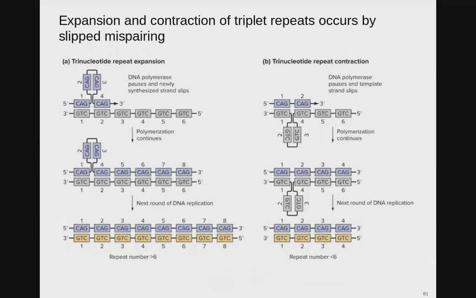But again, it seems like the DNA polymerase is just getting tripped up. I'm sure there's probably cool research out there that I didn't find about why this exactly occurs molecularly, but this seems to be the case. The DNA polymerase is slipping.